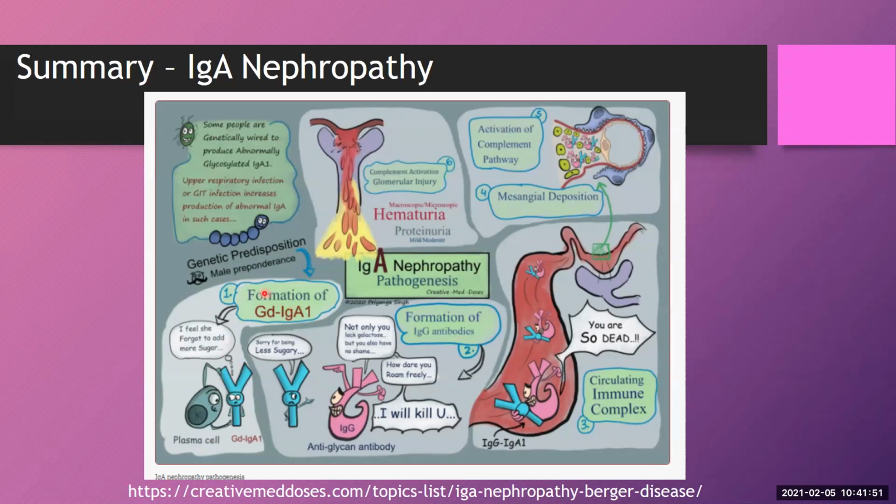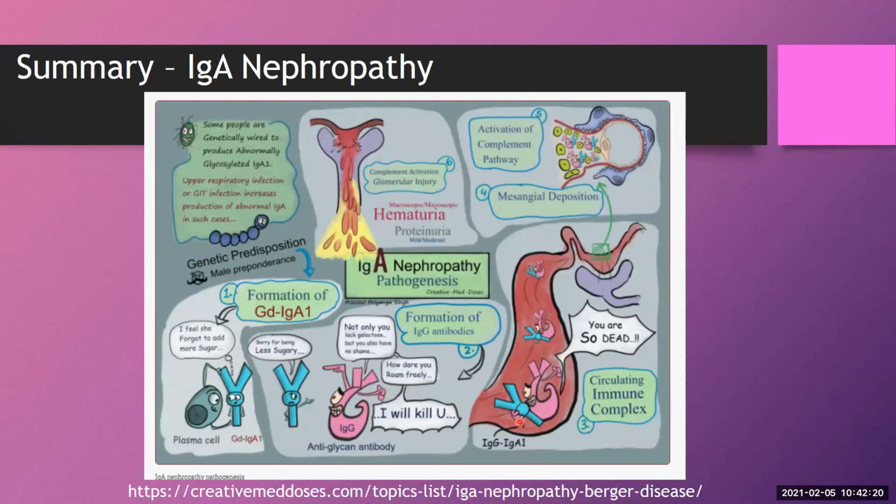So at number one, we have our formation of the galactose deficient IgA. So there's our galactose that's missing. And so the plasma cell says, I feel like she forgot to add more sugar. Actually, the IgA antibody says that to the plasma cell. And then in two, we get the formation of our autoimmunity, those IgG and IgA antibodies. He's saying, sorry for being less sugary. And then the IgG is going after him. IgA2, just not pictured in this cartoon.